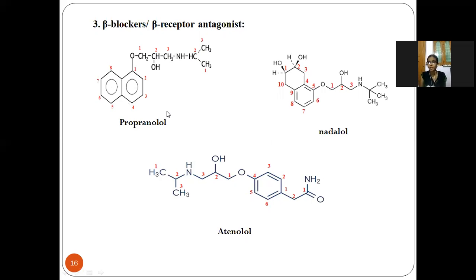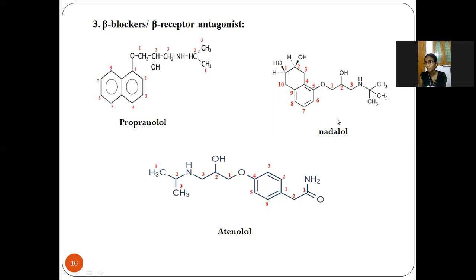I will explain it again. This is the structure of the naphthalene. And in the first position, the oxygen group is attached. To the oxygen group, 3 carbon atoms means propyl, 1, 2, 3. In the second position, a hydroxy group is there. And in the third position, the amide group is attached. And this amide is attached to the propane, 1, 2, 3, propane. Next structure is nadalol.